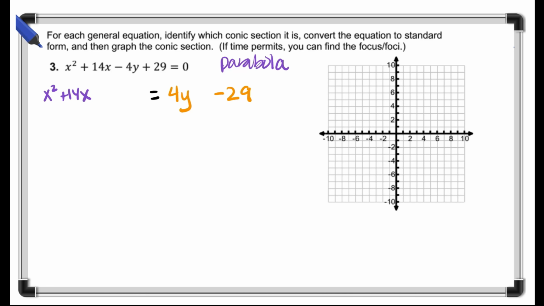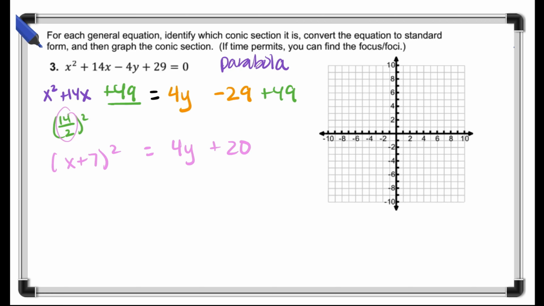Now, in order for me to complete my square here, I'm going to take half of 14, which is 7, square it, which is a positive 49. So if we added 49, we're going to add 49. Now we're going to go ahead and factor. So we have x plus 7 squared. So we're going to have a 4y, and then we're going to have a positive 20. Now remember, with the parabola, it's either going to be an x equals or a y equals. So we are going to move the 20 to the other side. So we're going to have x plus 7 squared minus 20 is equal to 4y.